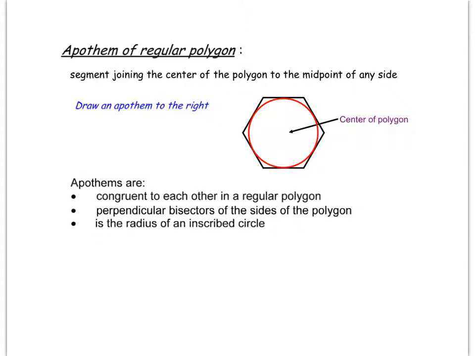Okay, another word you need to know is the apothem of a regular polygon. That's an apothem, not an apothem. An apothem is an animal. I was driving down the road the other day, and all right, never mind.